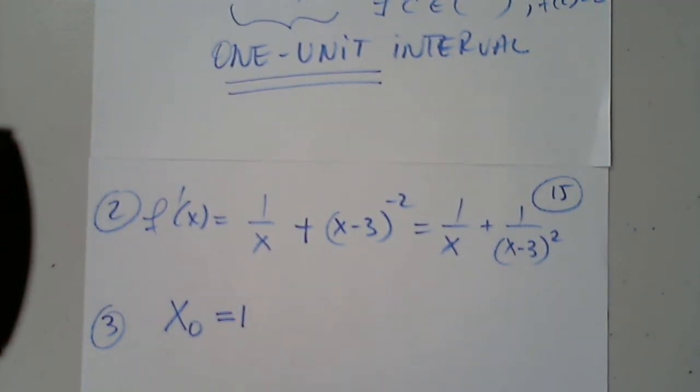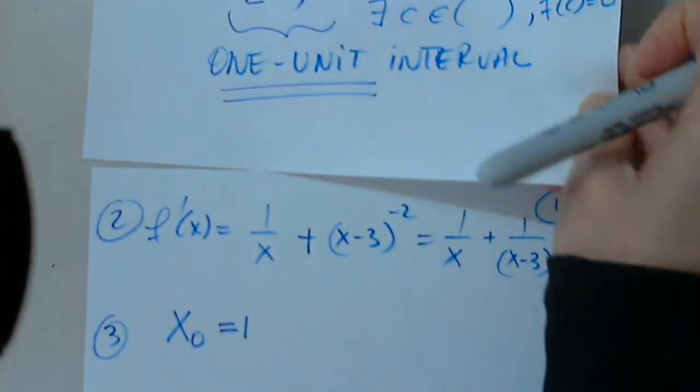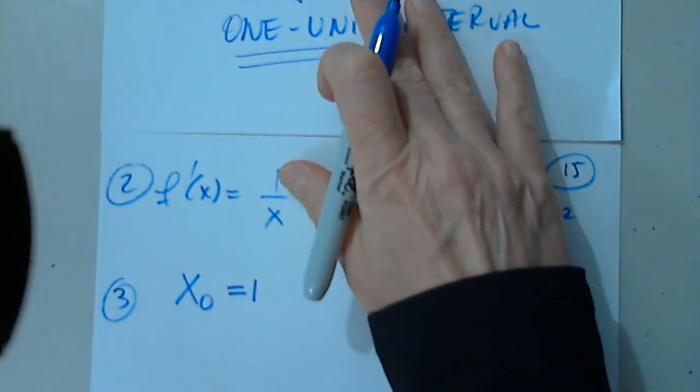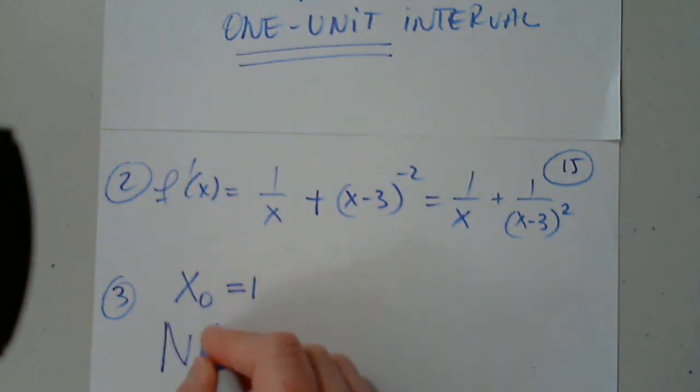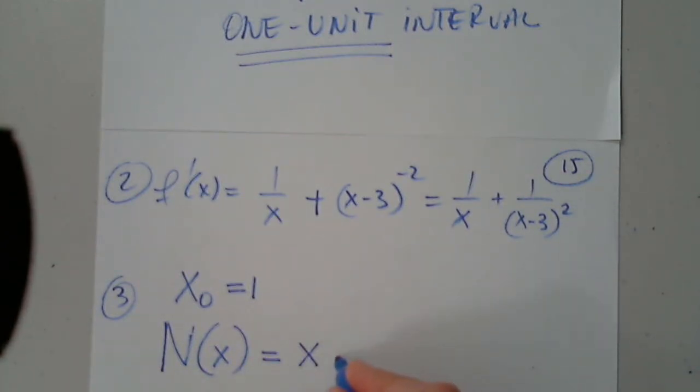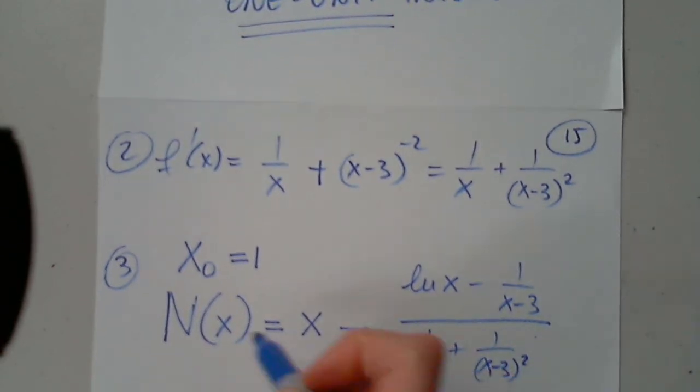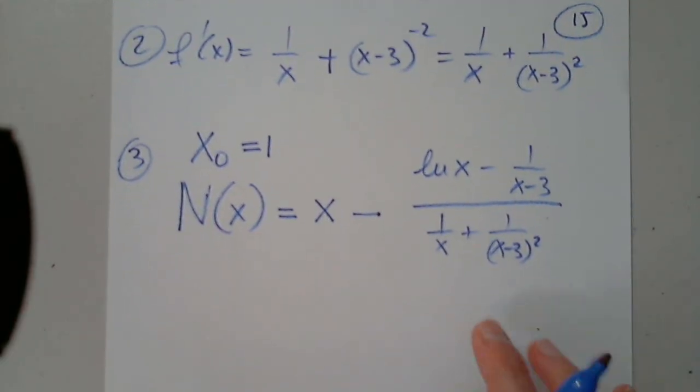Okay. So I'm going to go back and just write the function now, and then we'll punch it in. Then number 3 and 4 can be together. I like to call this function n of x, Newton of x, which will be x minus the function natural log x minus 1 over x minus 3, divided by the derivative, which is 1 over x plus 1 over x minus 3 squared. This is what I am going to plug in the graphing calculator.